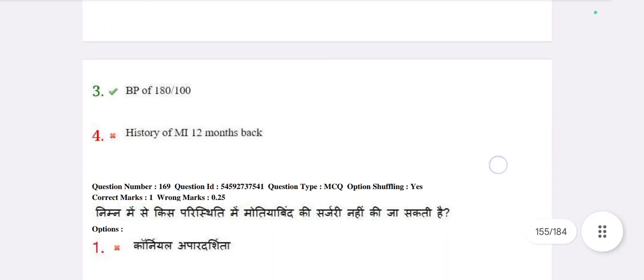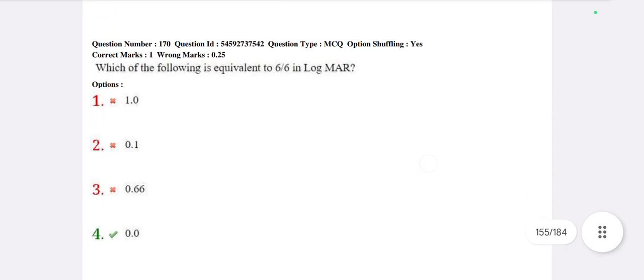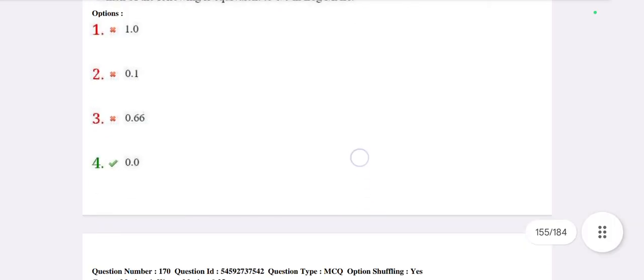Our next question is, which of the following is equivalent to 6 by 6 in logMAR? Options are first 1, second 0.1, third 0.66, fourth 0.0. Correct answer is 0.0.